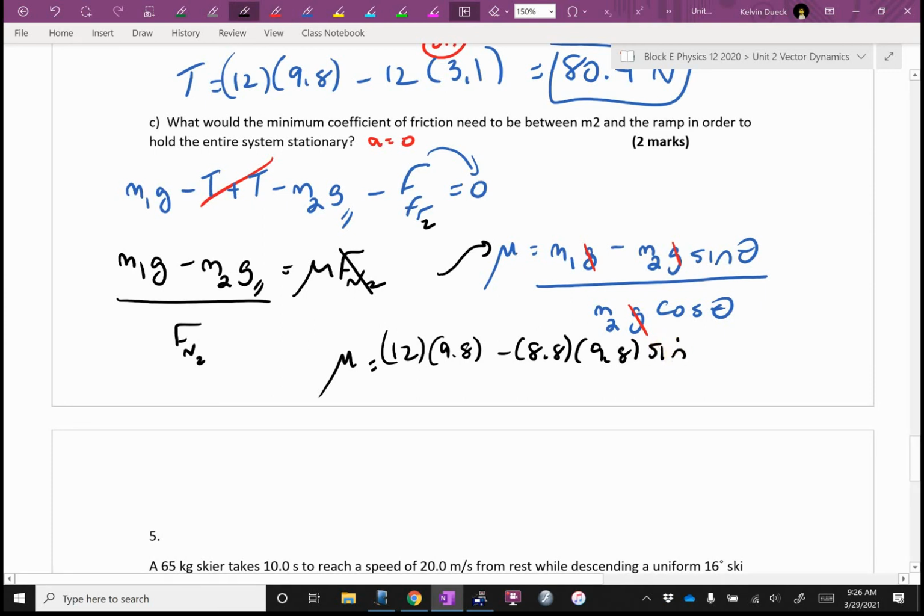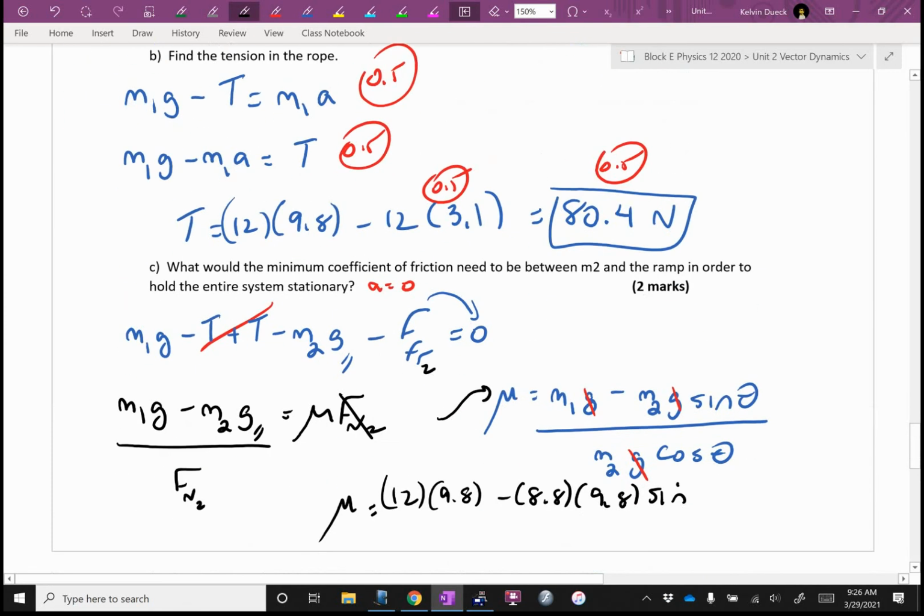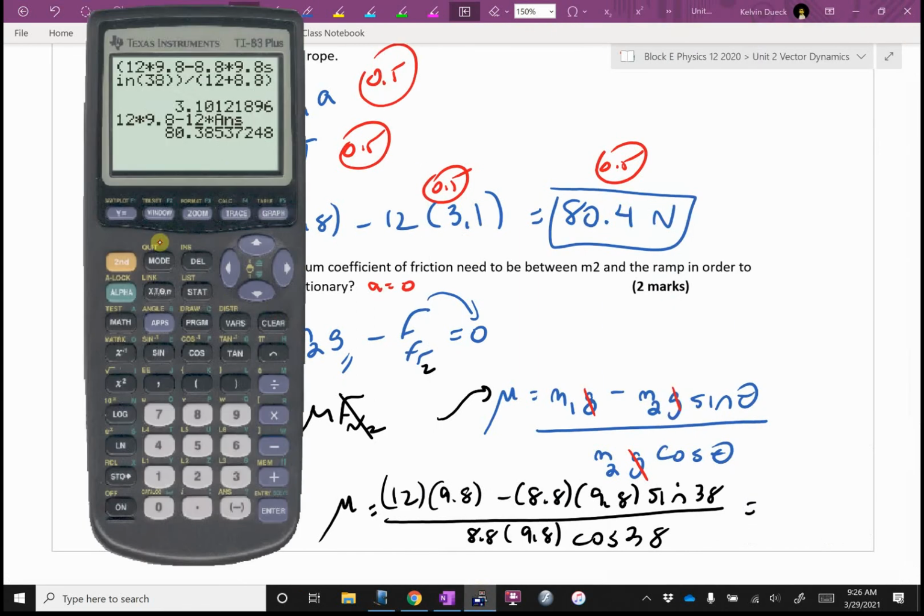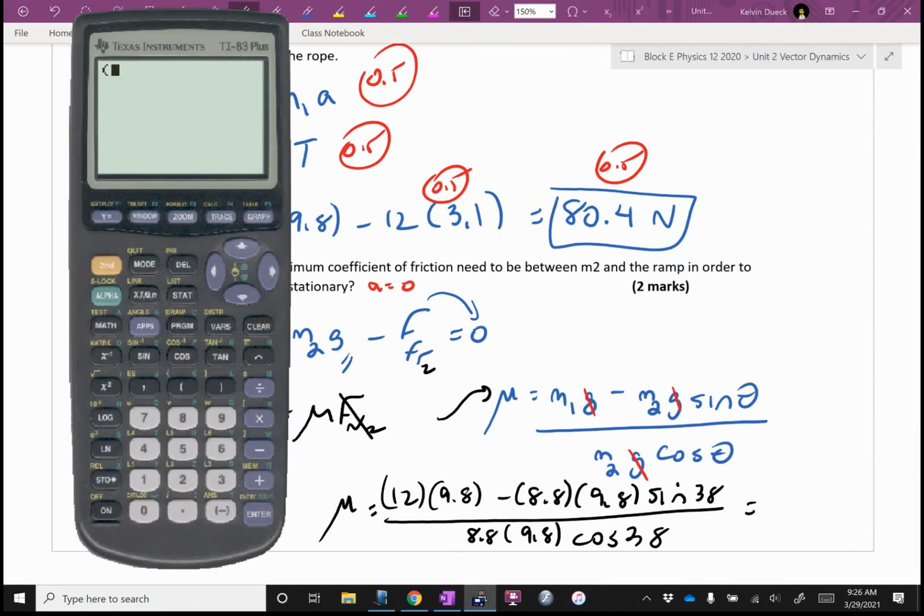Sine of, what was theta? 38. All over M2, 8.8 times 9.8 cos 38. I hope I got a decent answer. I was making up numbers.